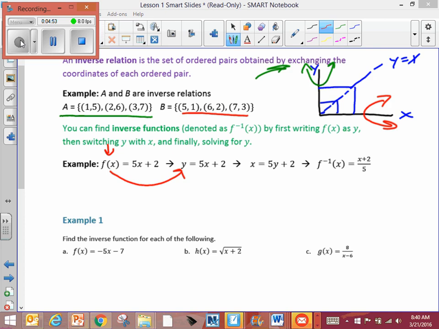So here's the deal. F of x, use middle name y. Once you have y equals the stuff, then you have to switch the y and the x. That's how I feel inside.